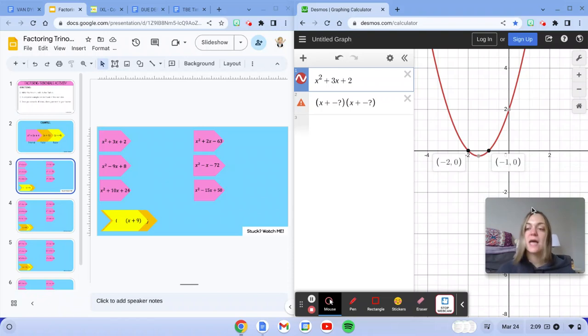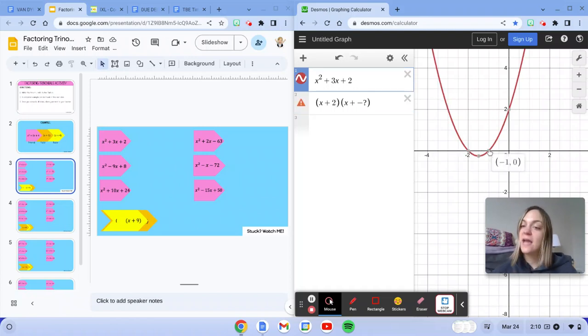Remember, zeros, x-intercepts, roots, they're all different words to express the same thing. Okay, so thinking about my factored form, if I'm at -2 and I'm trying to get what's inside the parentheses equal to 0, in order to get to 0, I would have to add 2. So my very first factor is going to be x plus 2.